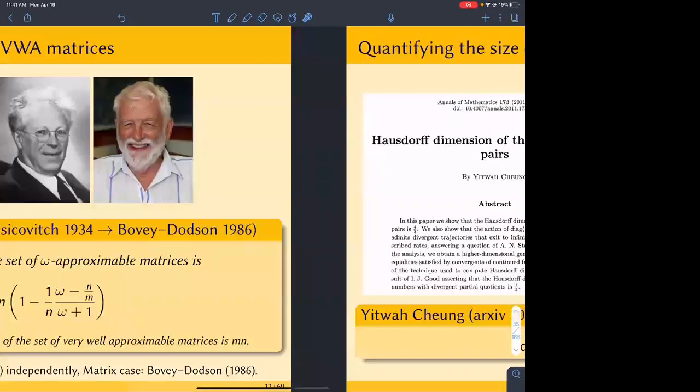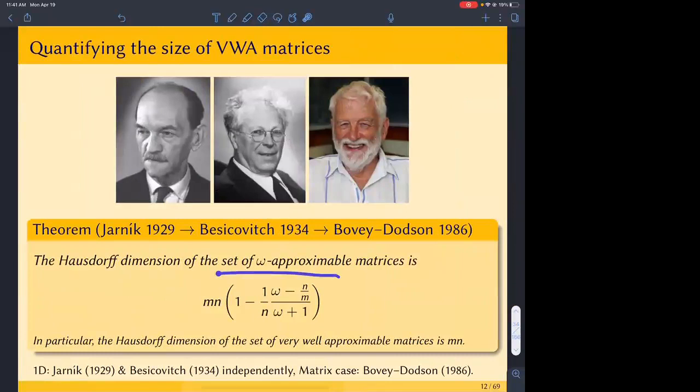All right, and of course, I didn't mention this, but as I was saying in the dictionary, instead of looking at very well approximable numbers, you can define what are called omega approximable numbers or matrices, and then the very well approximable ones are the union of all these omega approximable ones. Okay, so these VWA, in case you're wondering what this thing is, it's the union for all omega greater than n over m of these omega approximable matrices. Okay, so you can take a limit as omega goes to n over m, and then this disappears, and you get mn.